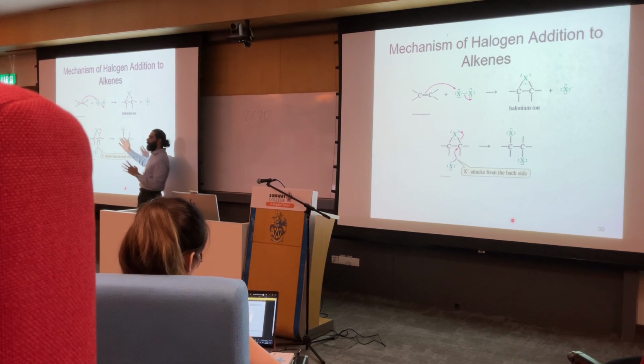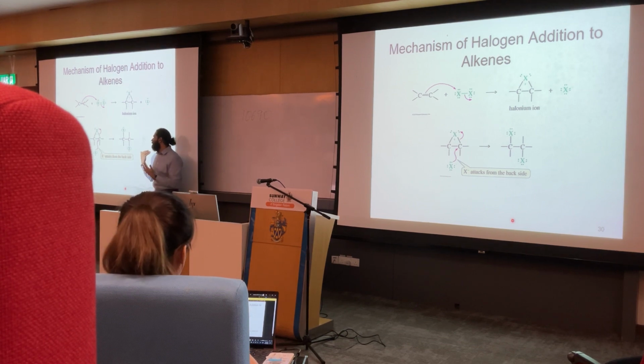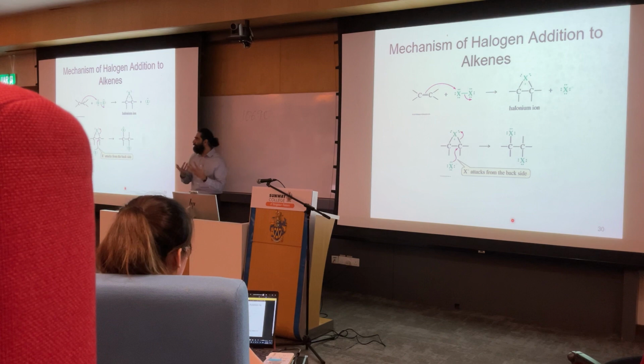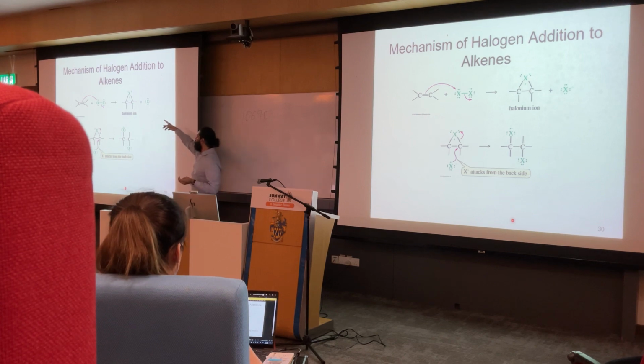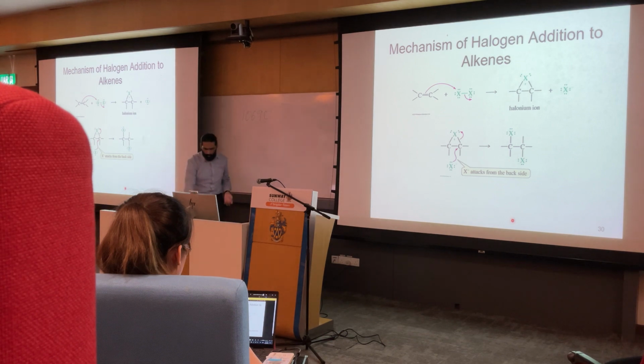Now this is up and this is down. This means that one of them is out of the plane and the other one is inside the plane. That makes sense? And why is this happening? Because of the formation of the halonium ion. Because one side is blocked, it can only attack from the other side. And when we say other side, it simply means that if one was inside the plane, then the other one would be outside the plane.